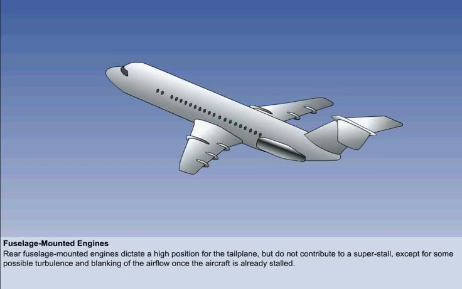Aircraft such as the MD-80, Boeing 727, Fokker 28, and the BAC 111, the aircraft on which the phenomenon was discovered during its flight testing in 1963, all have swept wings and T-tails. They also have rear fuselage-mounted engines, which are the reason for the T-tail. But apart from the possibility of the engines causing some turbulence and blanking of the airflow once the aircraft is already stalled, they do not in themselves contribute to the stall.